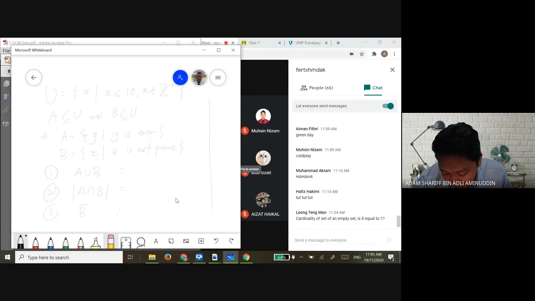Okey, jawapan Muhsin ada problem dekat nombor 2. Nombor 2 dia cakap cardinality of A intersect B. So Muhsin hati-hati check balik. Okey, B tu soalan nombor 2 tak betul. Cardinality dia bukannya suruh kita list down element. Alright. Alpha memberi jawapan di sini.